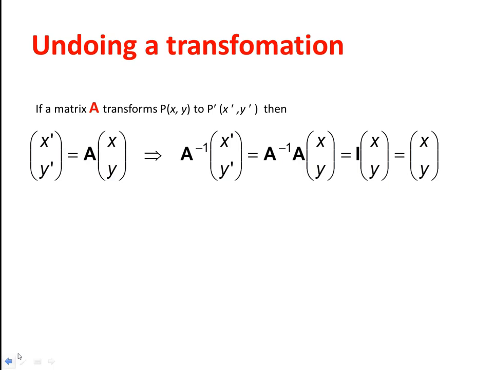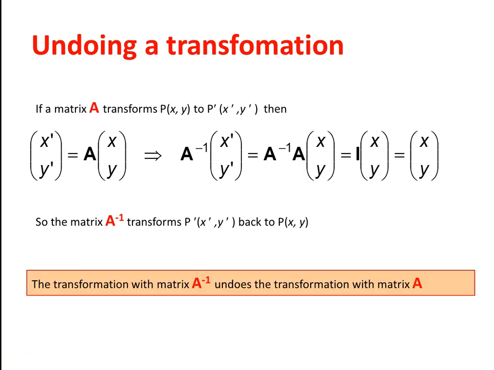So, if the matrix A transforms the point P to the point P dash, then if the inverse matrix exists, the inverse matrix will transform P dash back to P. So we can say that the transformation with matrix A inverse undoes the transformation with matrix A.